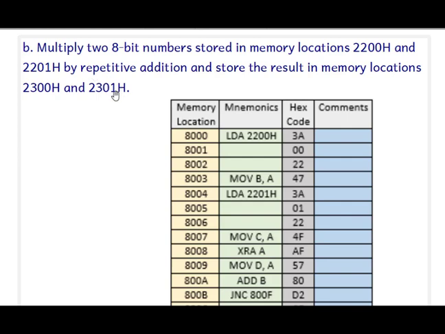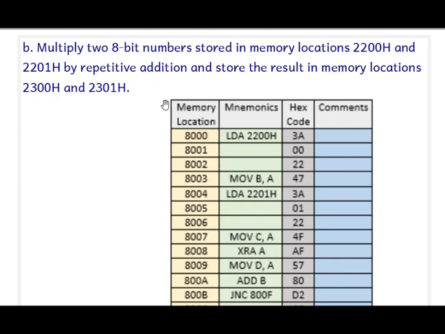After multiplication, the data may be of 8-bit or may be of more than 8-bit. So if it is only of 8-bit, it will get stored in 2300 and this will contain 00, and if it is more than 8-bit, the remaining numbers will be stored in 2301. So it is given by repetitive addition.